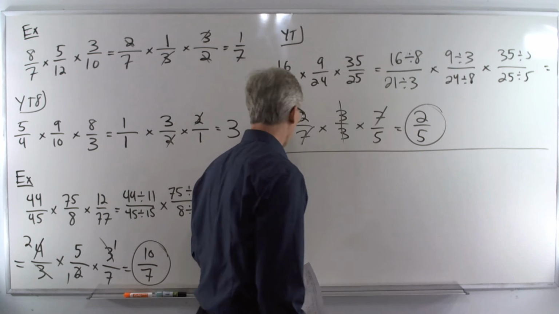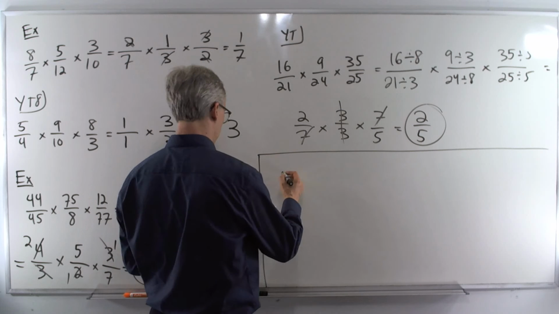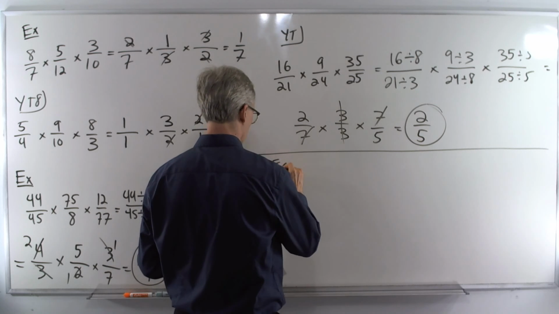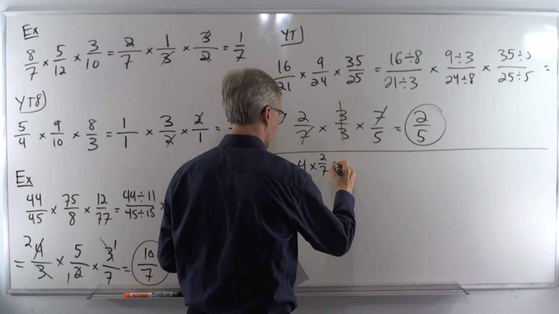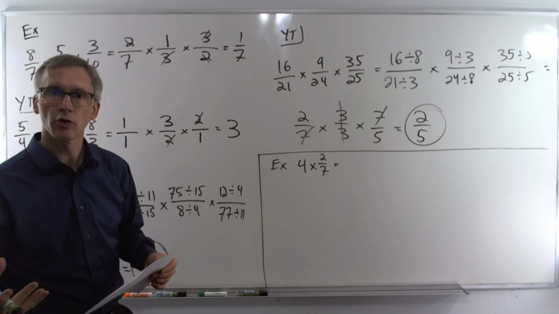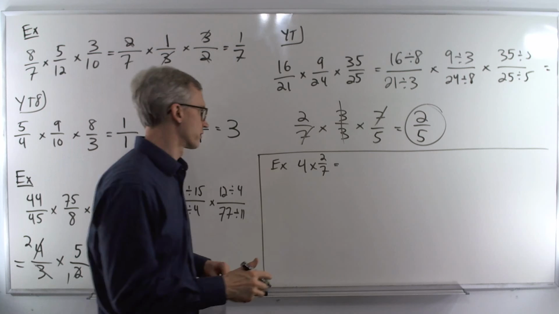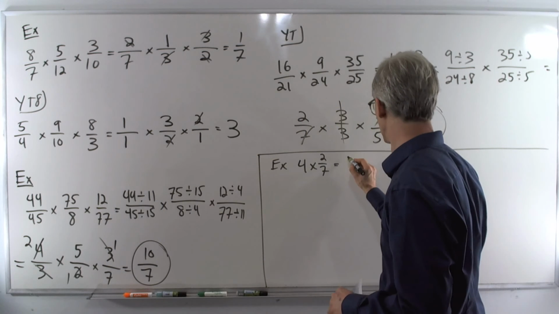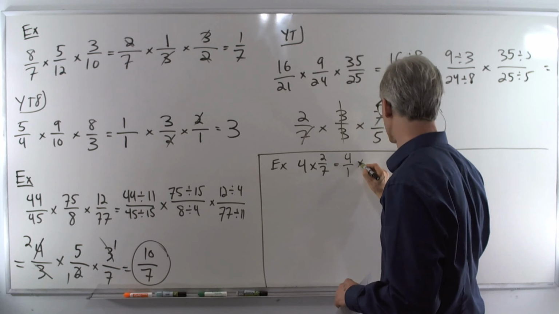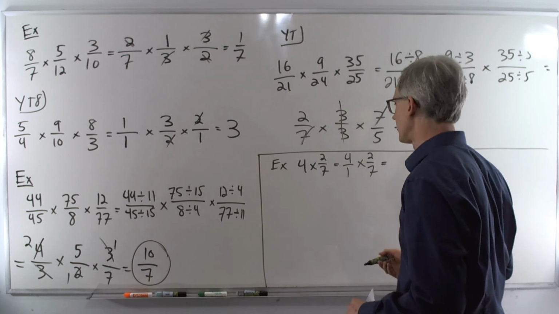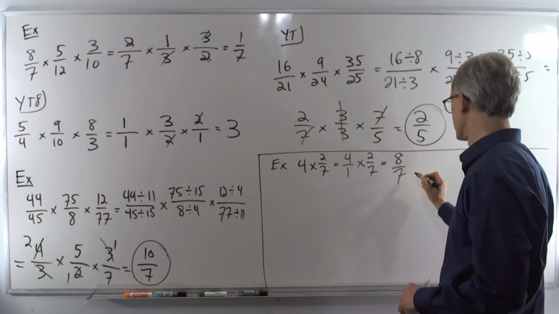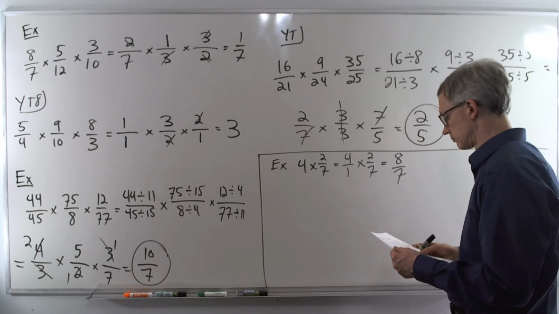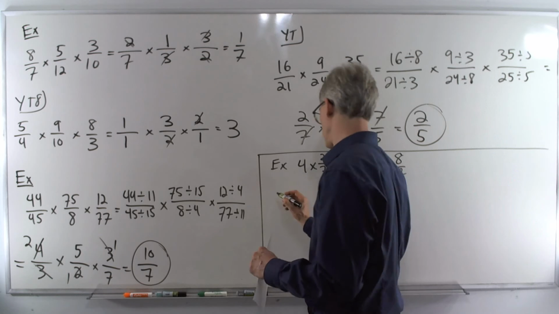And we can also multiply whole numbers by fractions. Keeping in mind that any whole number can be written over 1. So that's the first thing we're going to do is change that to a fraction. 4 over 1 times 2 over 7. And then just multiply straight across like we did before. 4 times 2 is 8. 1 times 7 is 7. 8 sevenths. Your turn.